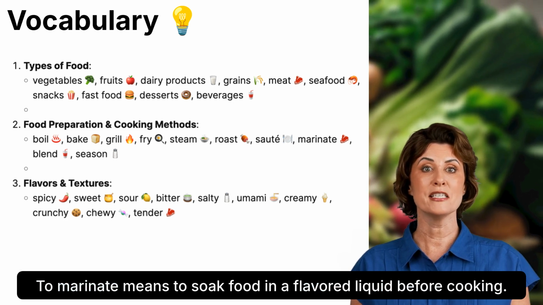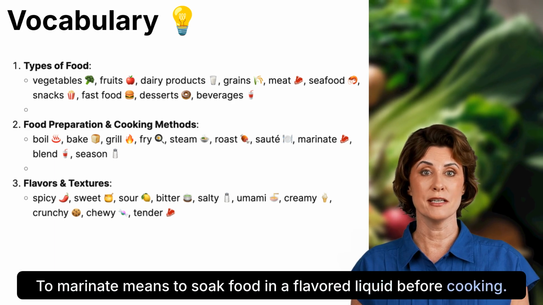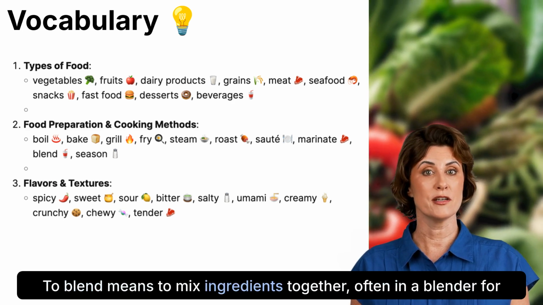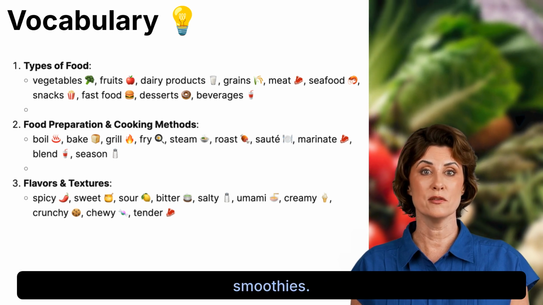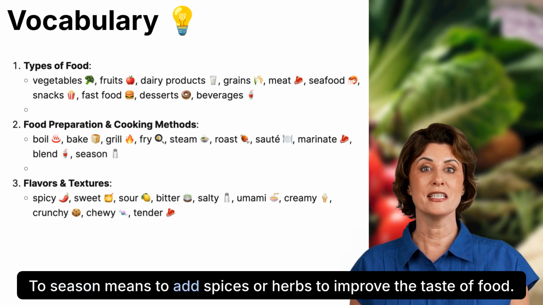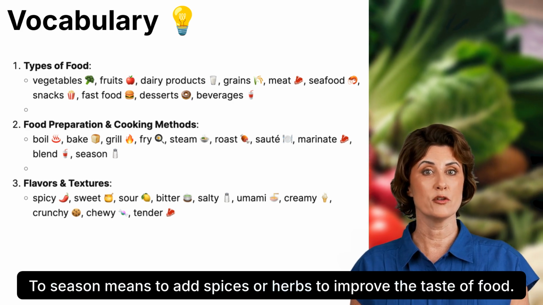To marinate means to soak food in a flavored liquid before cooking. To blend means to mix ingredients together, often in a blender for smoothies. To season means to add spices or herbs to improve the taste of food.